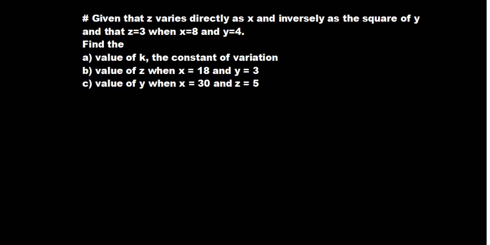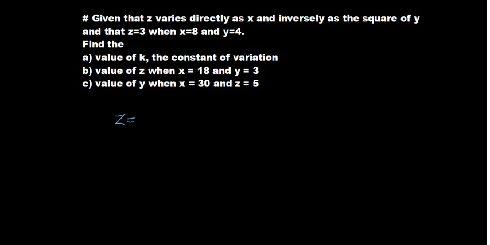From the information that we have, z varies directly as x and inversely as the square of y, which means it's y squared. We really need to understand what is meant by the square of y, because there's a difference between the square root of y and the square of y. The square root of y is like that, then the square of y is like that. So we basically have a k here, which is the constant of variation, and that is what we have to find first.